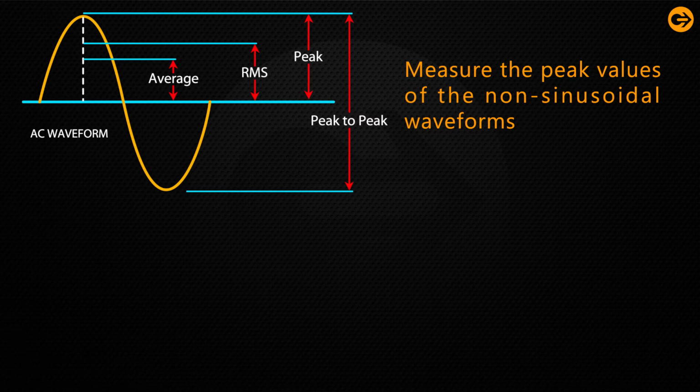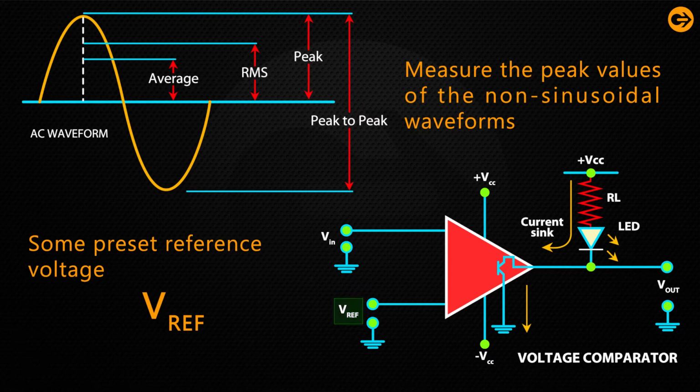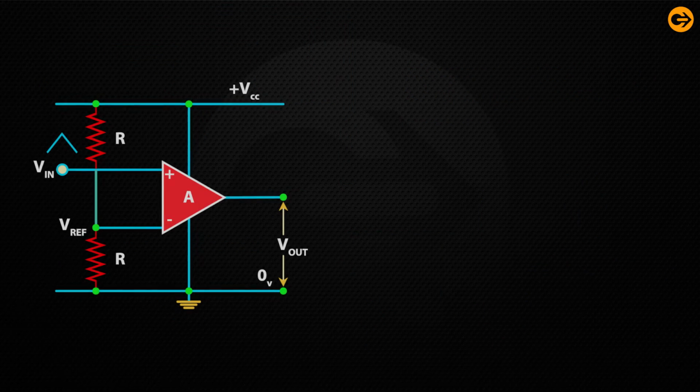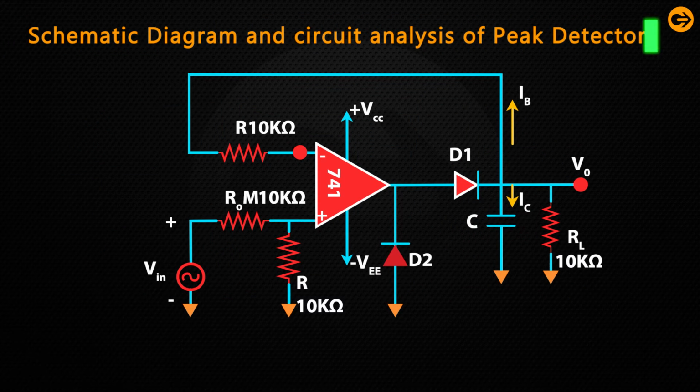On the other hand, a voltage comparator compares an analog voltage level with some preset reference voltage, that is VREF, and provides an output signal based on the voltage comparison. In other words, the op-amp voltage comparator compares the magnitude of two voltage inputs and determines which is the largest of the two. Now let's talk about the theory, the schematic diagram and circuit analysis of peak detector.